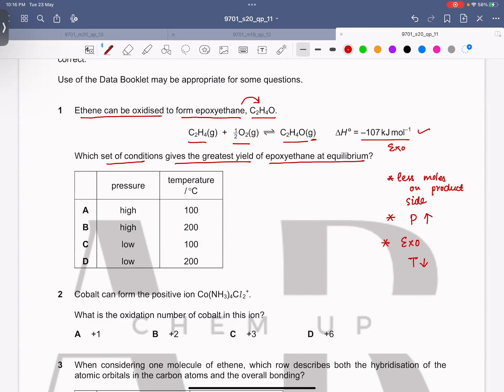On the basis of that, I can mark C and D wrong, because in both C and D, a low temperature is needed. Now we are left with A and B. Both have a high pressure. When we talk about temperature, option B has 200 degrees Celsius and option A has 100 degrees Celsius. So at a lower temperature, we are going to get more yield. So B goes wrong as well, and we are left with option A. So option A is correct. Is this understandable?